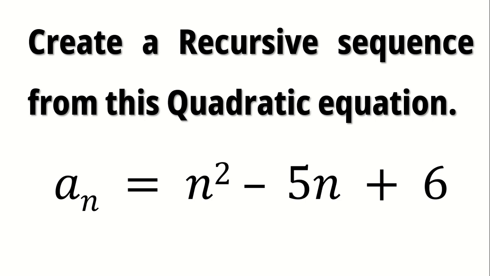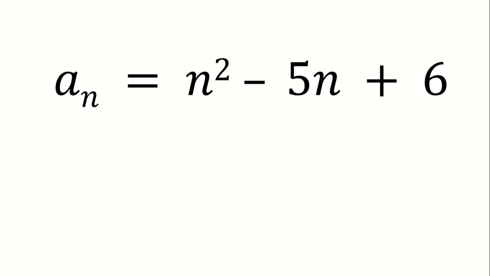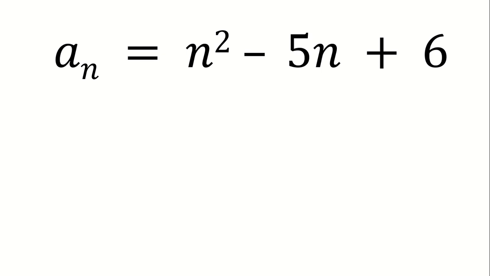So as I said, a_n is equal to n squared minus 5n plus 6. This is an explicit equation, which means that for any single n, where n is an integer, we have the explicit equation for the relation of a_n. So a_n is equal to n squared minus 5n plus 6. And we want to convert it to a recursive sequence.